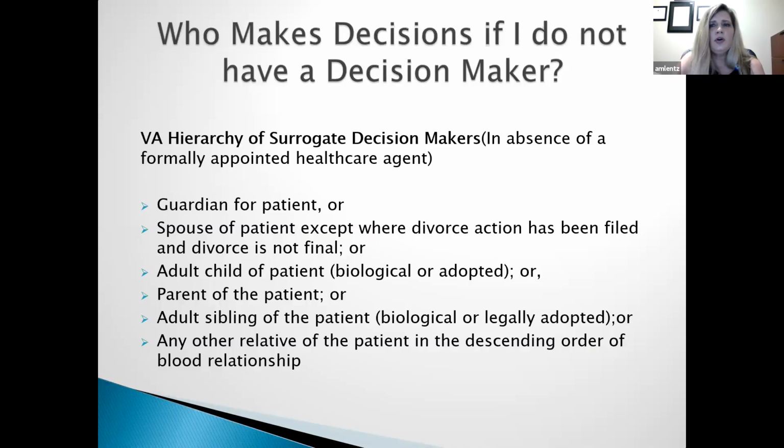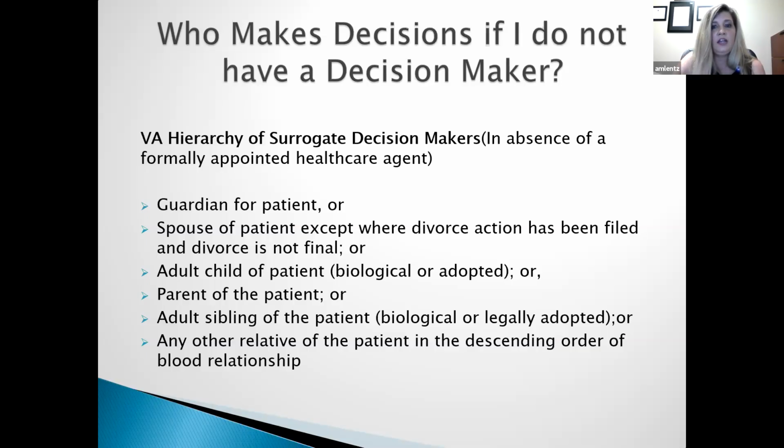So if you don't have a decision maker, and this is why I said if you do have someone other than family, it's so important to have that, because if you don't, we go by the Virginia hierarchy of surrogate decision makers. First, it's the guardian for the patient. If you don't have a guardian, it's going to be the spouse. The only time it's not is if a divorce has been filed and the divorce is not final.